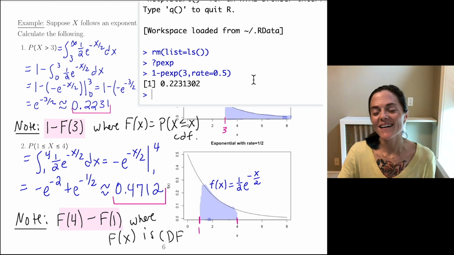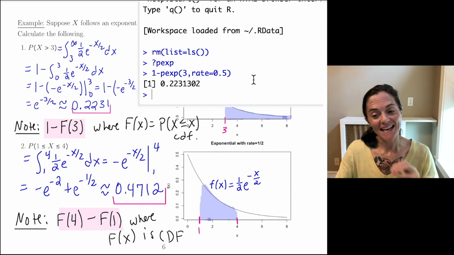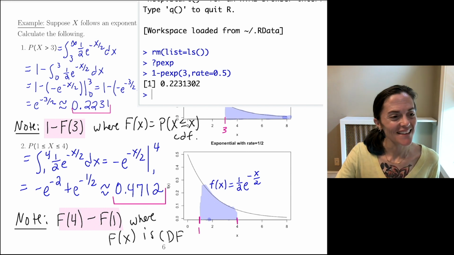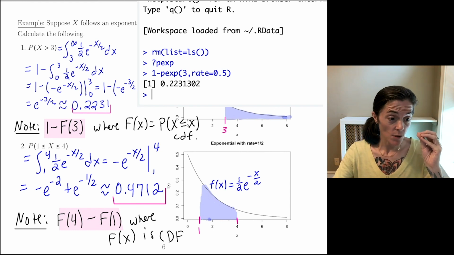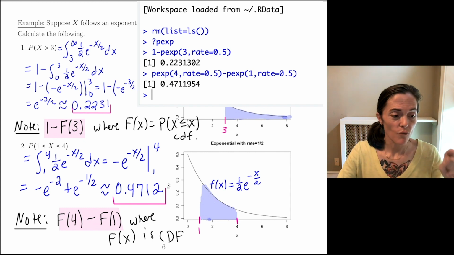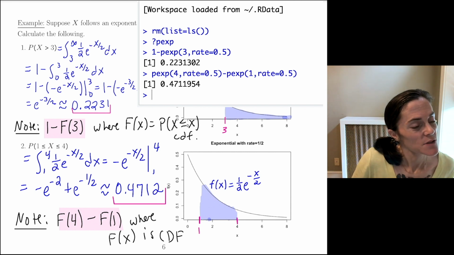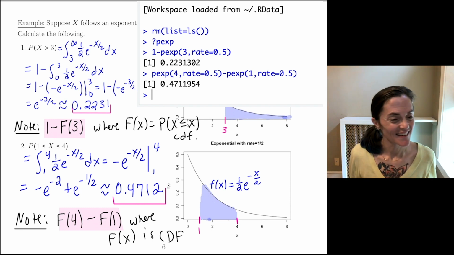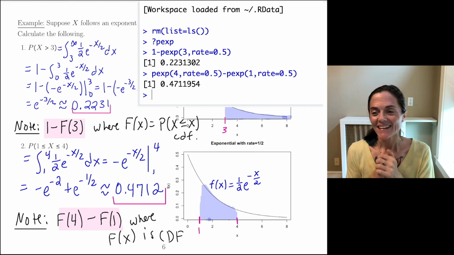The second part, I remarked that we could take capital F of 4 minus capital F of 1, same rate parameter, and the cumulative distribution has the prefix p. And so the line would be here. We take pexp of 4 minus pexp of 1. We have 0.4711954, and you can see this matches the answer we got by integrating.